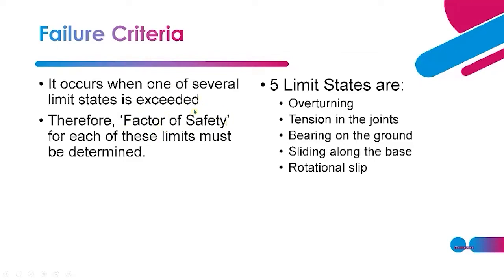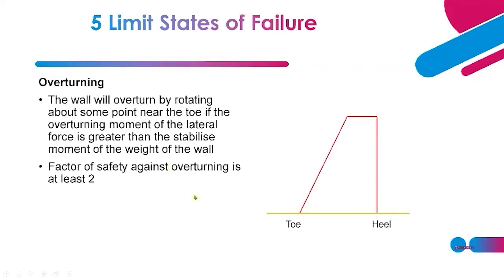From this factor of safety, you kena compare dengan factor of safety berapa yang selamat. For example, 2.5. So let's say you dapat less than 2.5, means wall tu tak selamat. There are 5 limit states: overturning, tension in the joints, bearing on the ground, sliding along the base, and rotational slip. So we're going to look at them one by one. So we have overturning. The wall will overturn by rotating about some point near the toe. Kat sini, if the overturning moment of the lateral force, this is the lateral force, is greater than the stabilizing moment of the weight of the wall, this is what will happen.